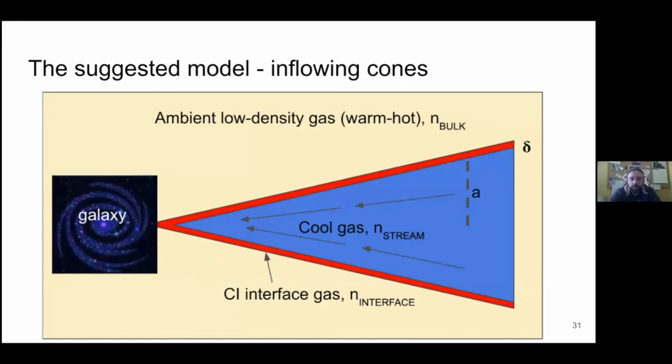So this suggests to us a model that we could use for the CGM. These inflowing cones, where we have this outer bulk region, which is warm, hot, and sort of low density. We have this inflowing stream, which is cool and pretty high density with a certain characteristic size, A, that's decreasing as you go in, as your streams are narrowing. And you have this interface on the edge, which has a certain density, which is actually the geometric mean of these two densities, as we'll talk about later, and with a certain thickness delta that is approximately constant.